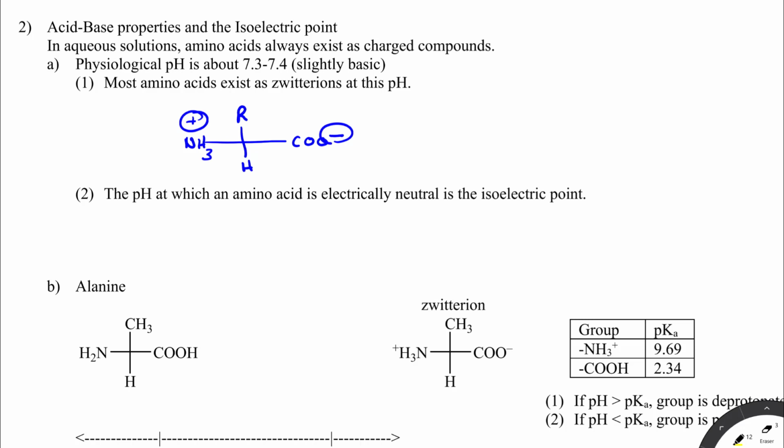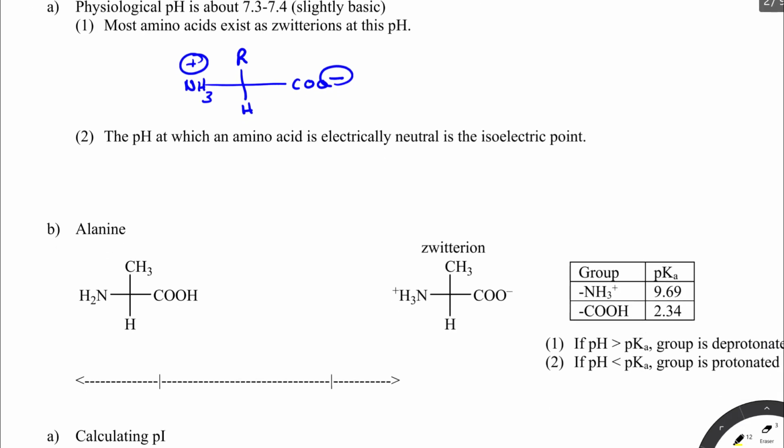Now, at different pHs, let's say it's more acidic or more basic, it is possible that it's either just positive or just negative, but there really is one pH at which this will be completely electrically neutral. This point is what we refer to as the isoelectric point. So I want to explore what that means.